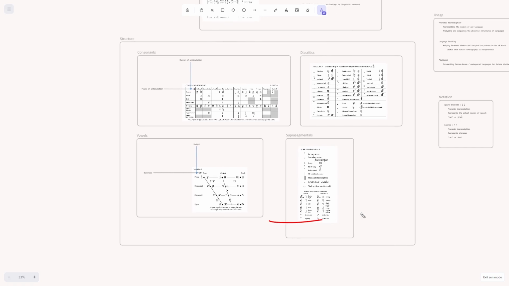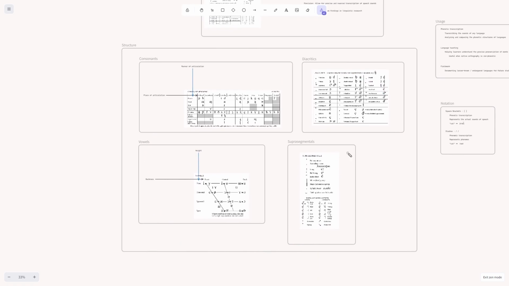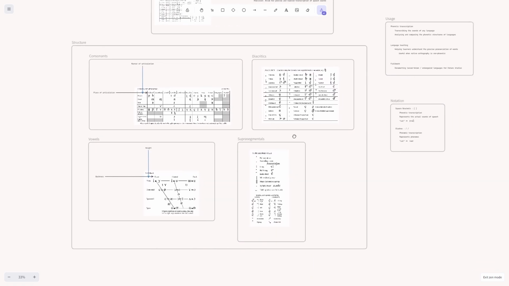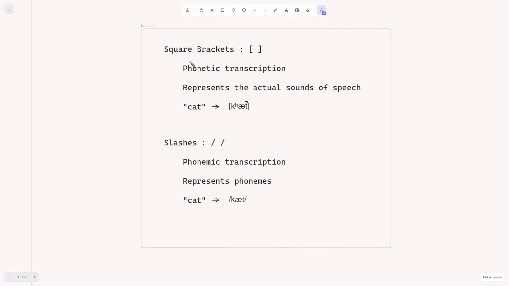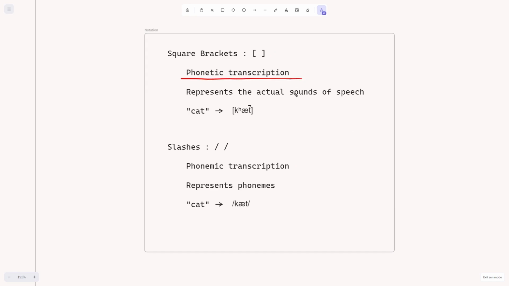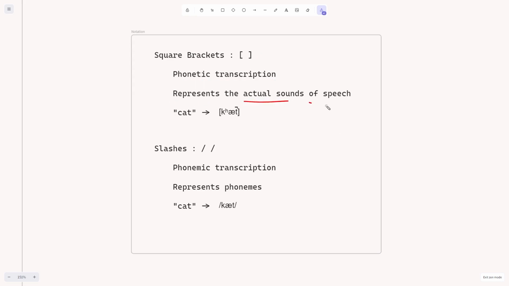Now that we have talked about all the symbols in the IPA, it's important to know how the notation of these symbols work. There are many different ways, all for different purposes, but the most common ones are with square brackets and slashes. Square brackets are for phonetic transcription, so they represent the actual sounds of speech.